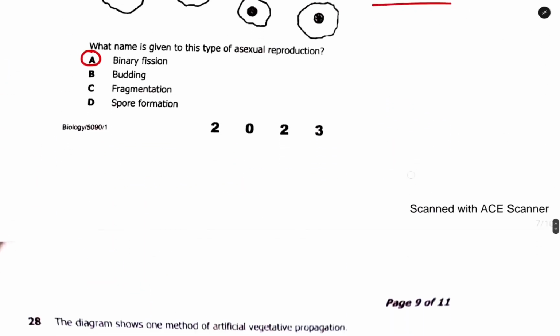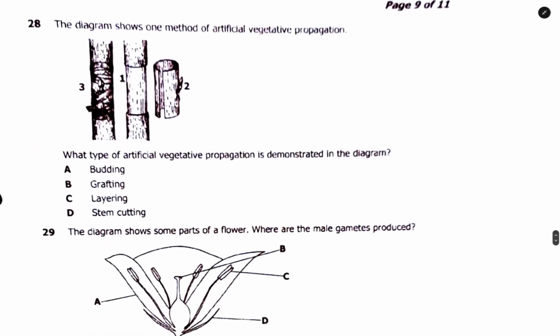So the answer here we are saying is A, binary fission. Question 28. The diagram below shows some of the artificial vegetative propagation. What type of artificial vegetative propagation is demonstrated in the diagram?